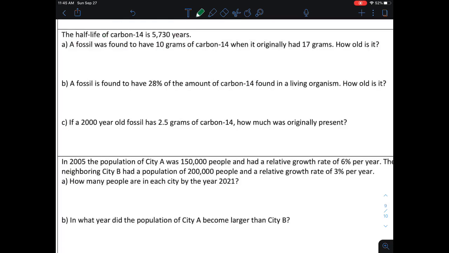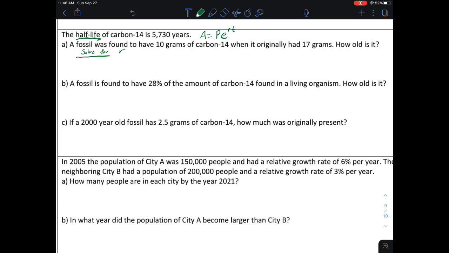Since the half-life means that the element is constantly decaying, the most accurate way to solve these problems is going to be to use PERT, A equals P times e to the rt, because it's continuously decaying over time. Now, what we actually need to do for this is solve for r in order to figure anything out. I know that the half-life took 5,730 years. So even before I read question A, I need to solve for r.